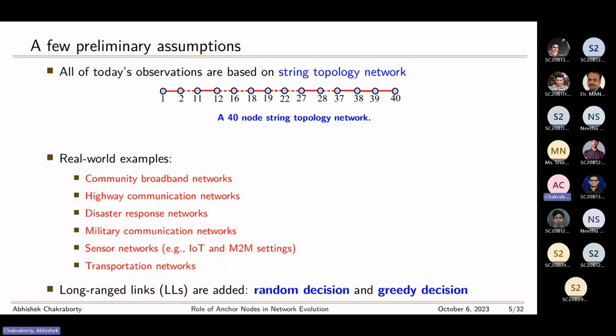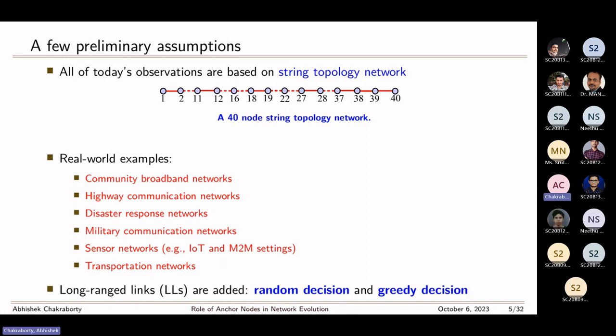So for example, in this figure, we will not add any link between node 1 and node 2 because they are already connected. But we may add a link between node 1 and node 11 because they are not directly connected. So a long range link means it will be connected between two nodes which are not already connected. Otherwise, it will be a parallel link. And for this study, we did not consider parallel edges and self loops.